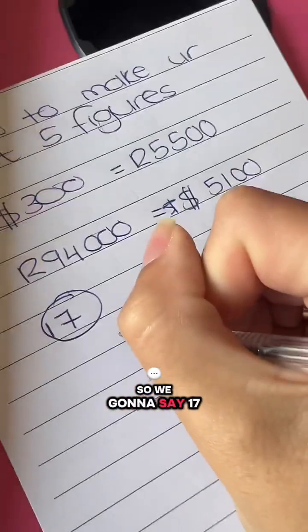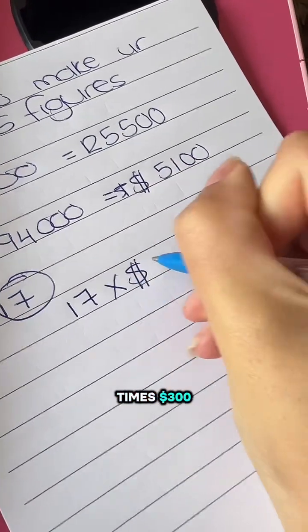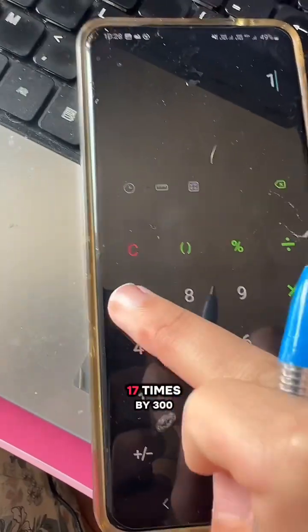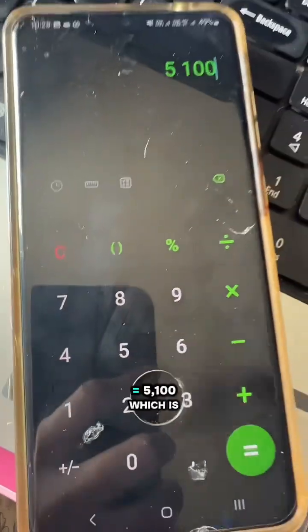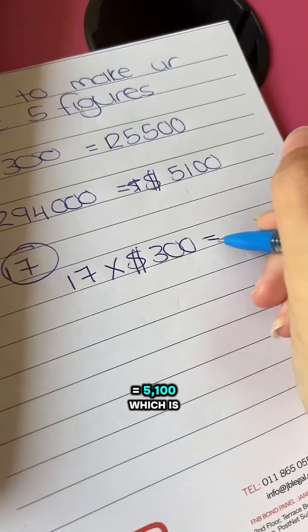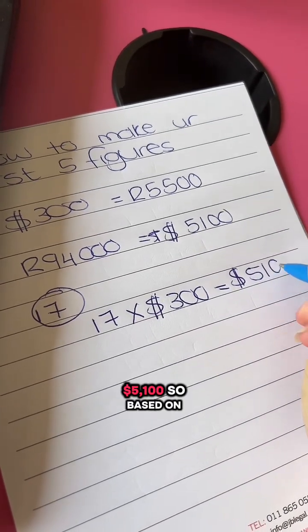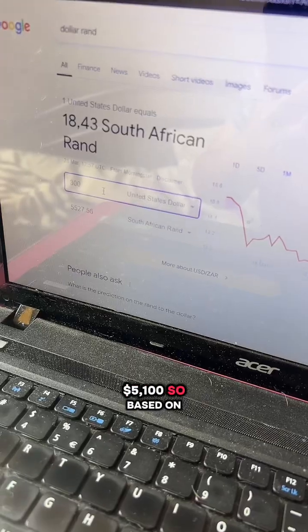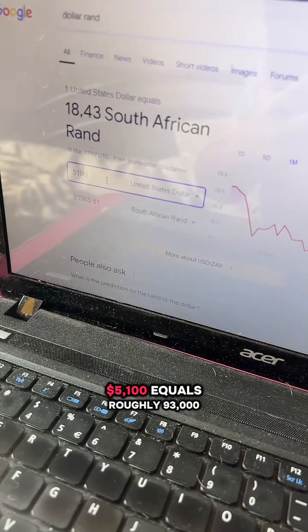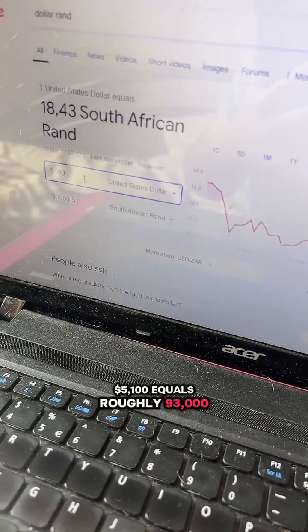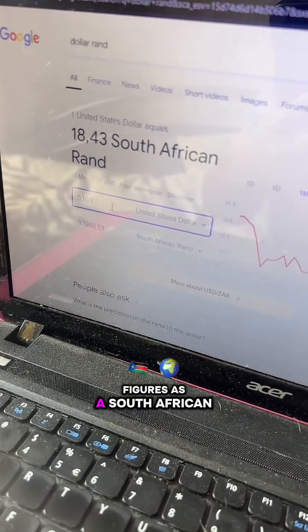So we're going to say 17 times $300, 17 times 300 equals $5,100. So based on this exchange rate, we are going to enter there. $5,100 equals roughly 93,000. There we go. There is your first 5 figures as a South African.